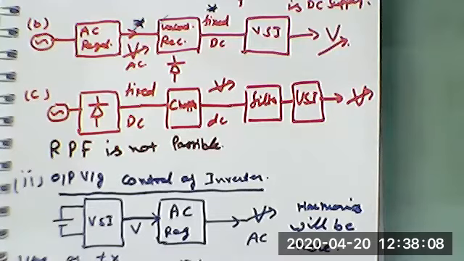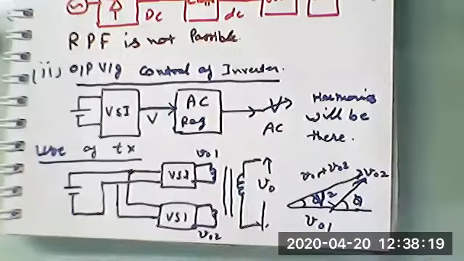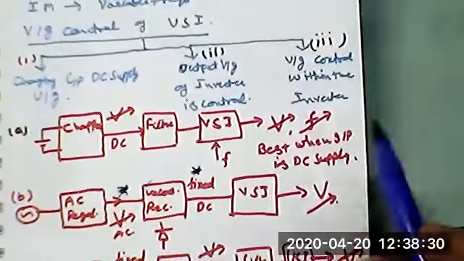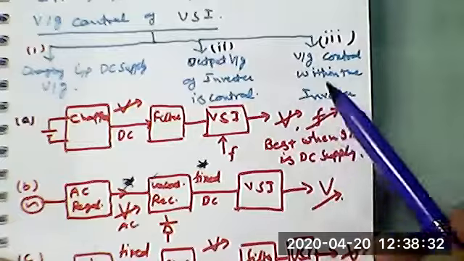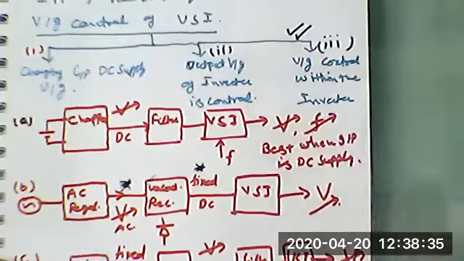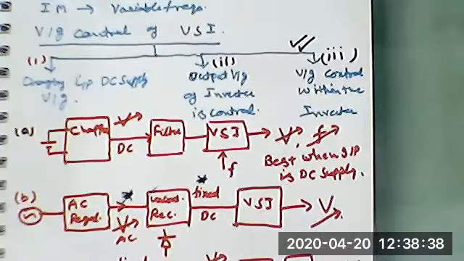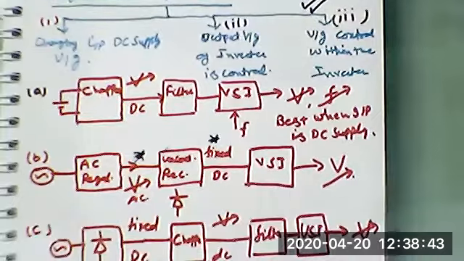Now the last technique is... let me take the screenshot, just a second. Okay. Now the last technique, that is the voltage control within the inverter, the most important technique. You have to do something in the control strategy of your inverter such that its output automatically gets improved.